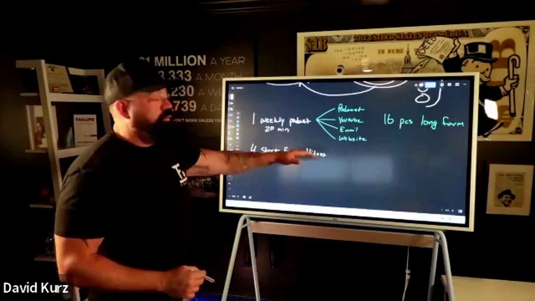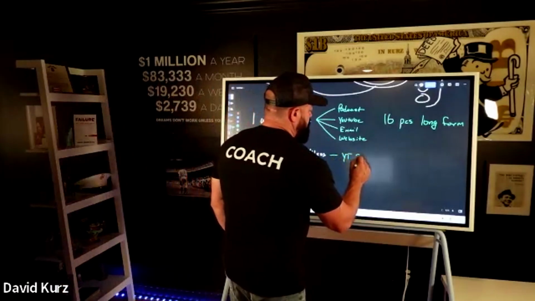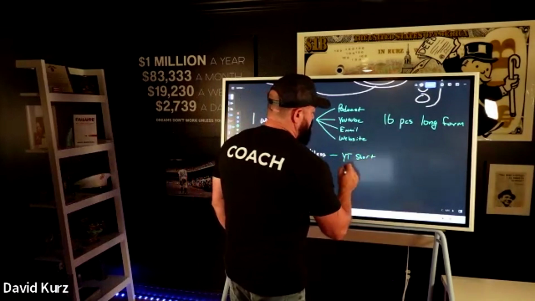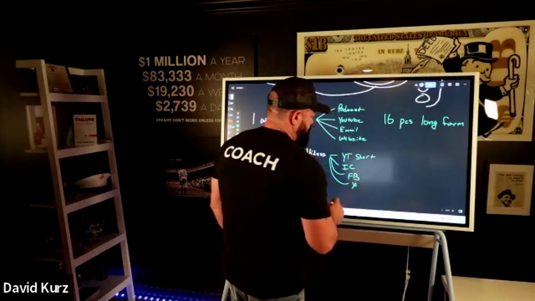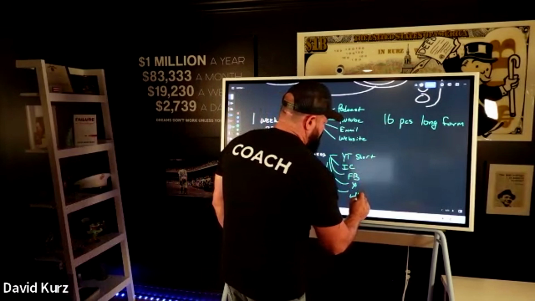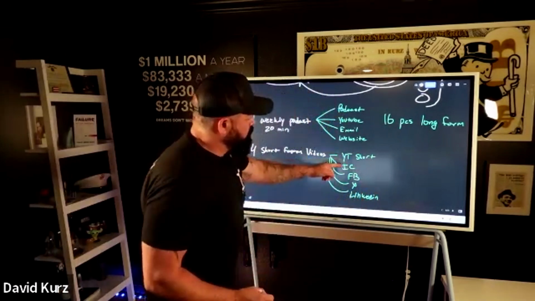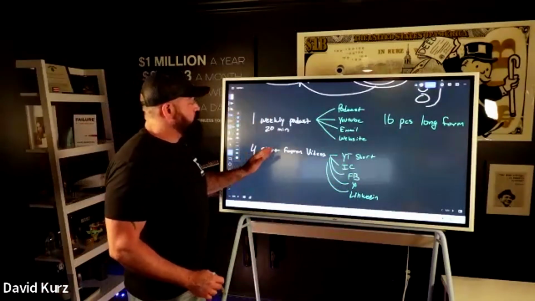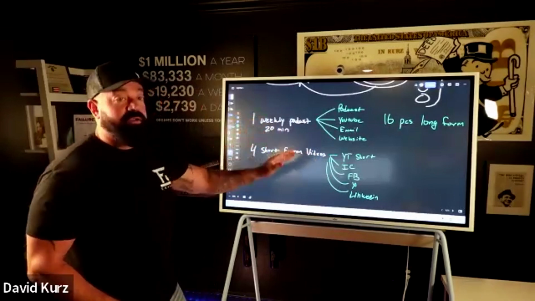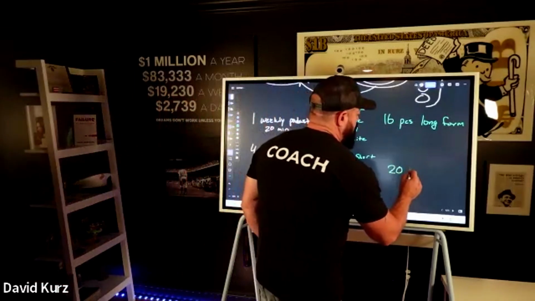Now, with the 4 short form videos, I'm going to put them on YouTube Shorts, Instagram Reels, and Facebook Reels. I'm going to put them on X, and I'm going to put them on LinkedIn. So I've got 5 places that I'm going to put these on. Because I have 4 short form videos from each weekly podcast, that means I'm getting 20 pieces of content out per week.